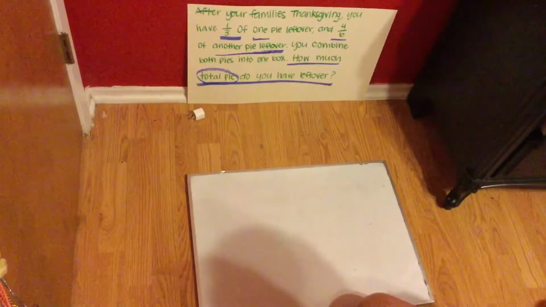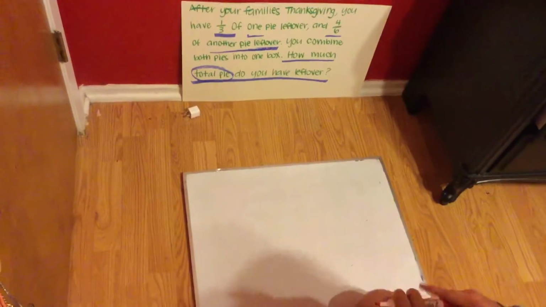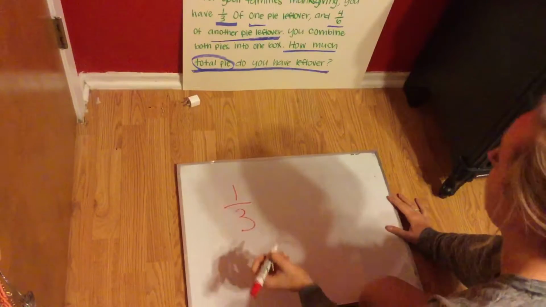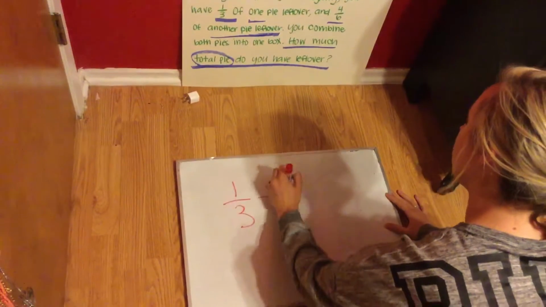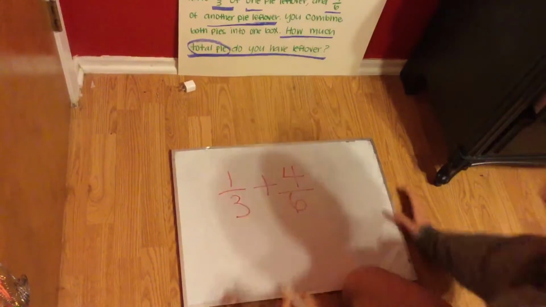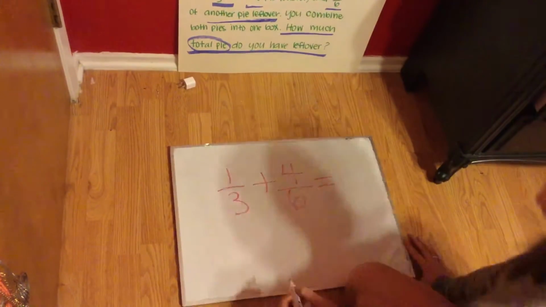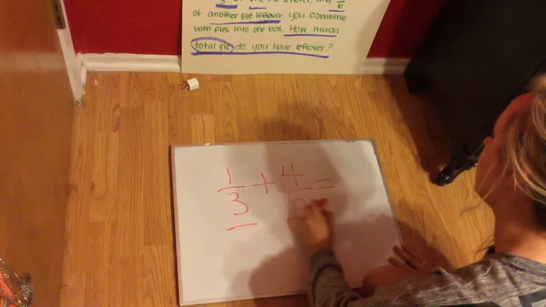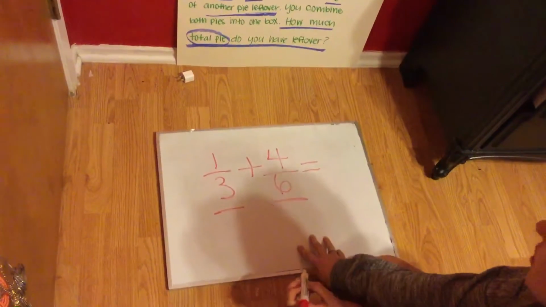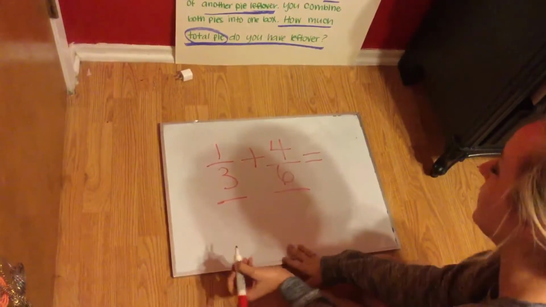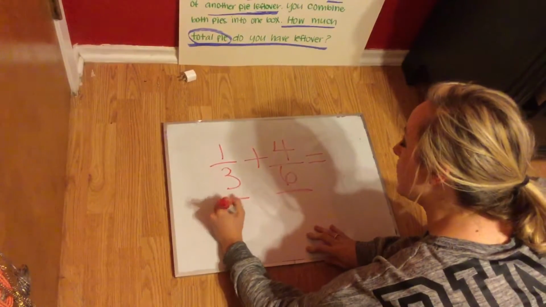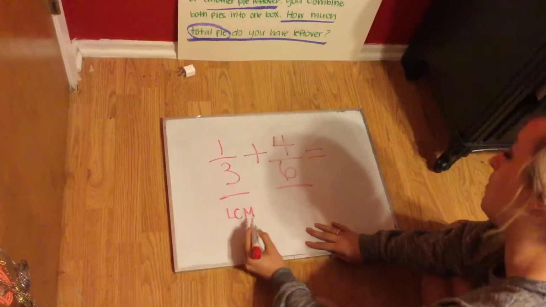Okay, so first, I'm going to write our two numbers down. So we have 1/3 of the first pie plus 4/6 of the second pie. So we need to add these together. Now first what we need to do is make the two denominators equal. So first we need to find the least common multiple of 3 and 6. So I'm going to come down here and find the least common multiple.